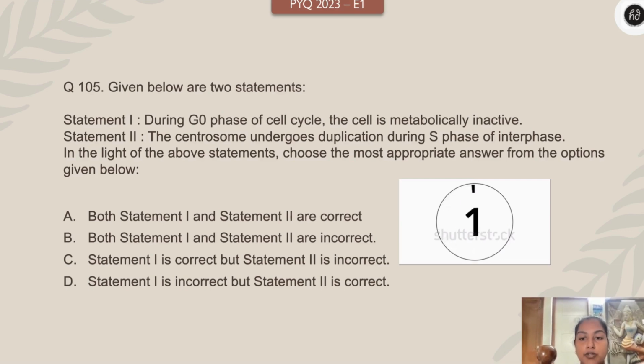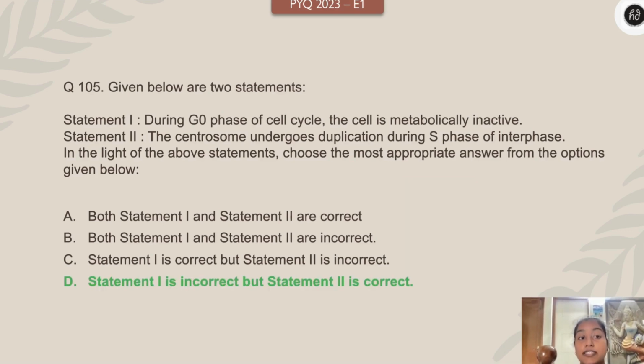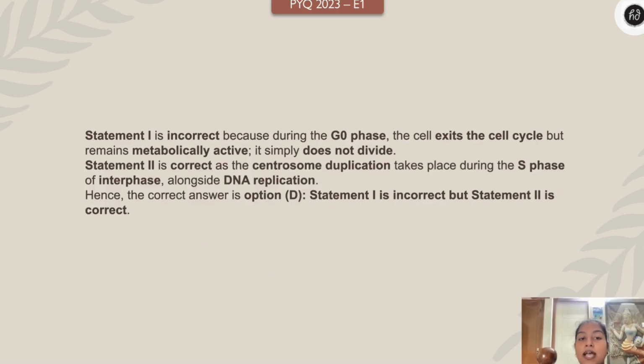Come on kiddos, you can do it. And the answer is option D. Statement 1 is incorrect. In the G0 phase, the cell exits the cell cycle, but it remains metabolically active. Just that it simply does not divide, but it is metabolically active. Statement 2 is correct, as centrosome duplication takes place during the S phase of the interphase alongside the DNA replication.